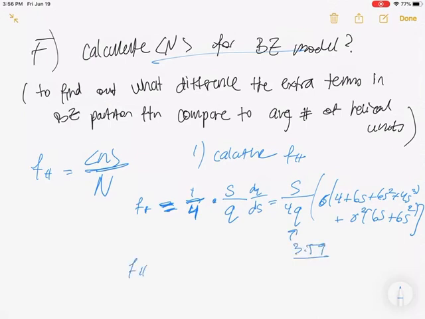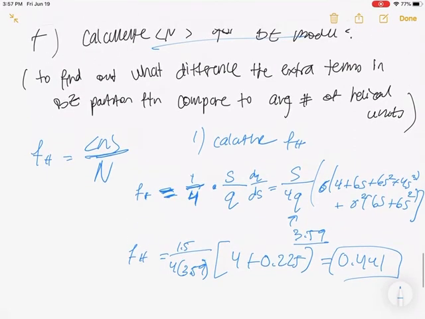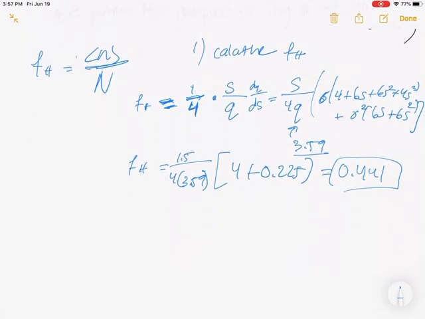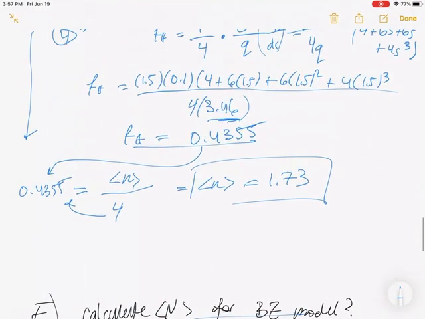You should get a fraction of helicity of 1.5 over 4 times 3.59 times 4 plus 0.225, which should give you an overall answer of 0.441. So that's the fraction of helicity for the Bragg-Zimm model. But we want to find this term here. So to do that, we basically plug in the value 0.441 is equal to the average n over 4. And solve that, you get 1.765. So if you notice, the Bragg-Zimm model has a slightly bigger average number of helical monomers compared to the zipper model.